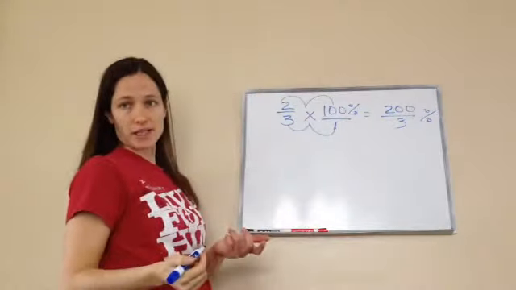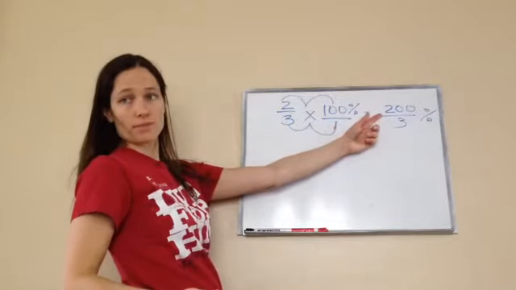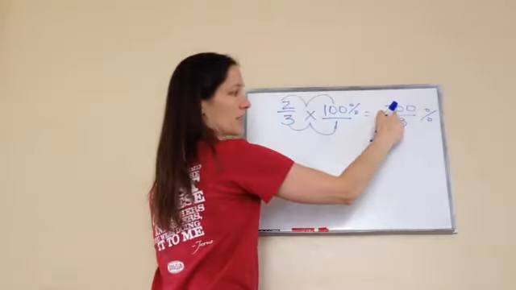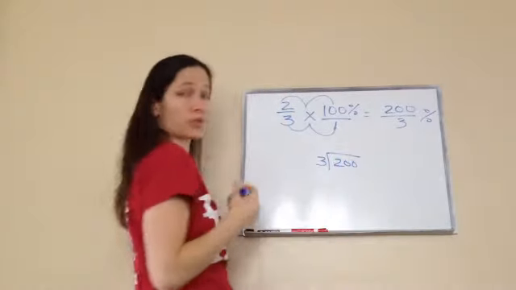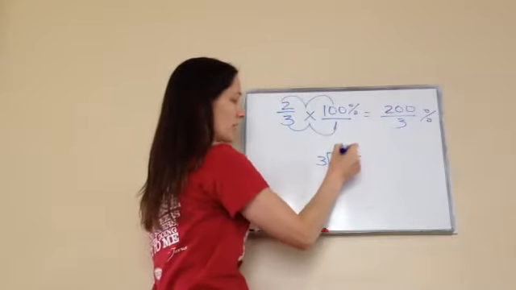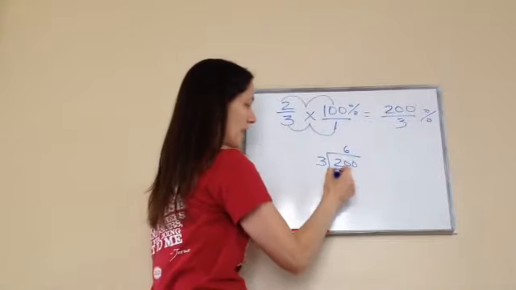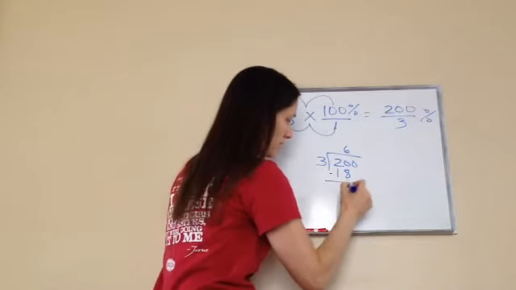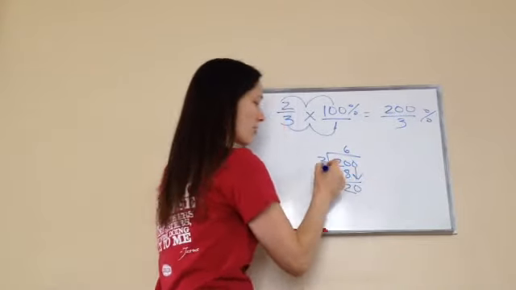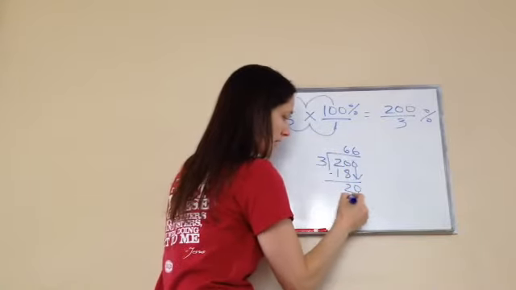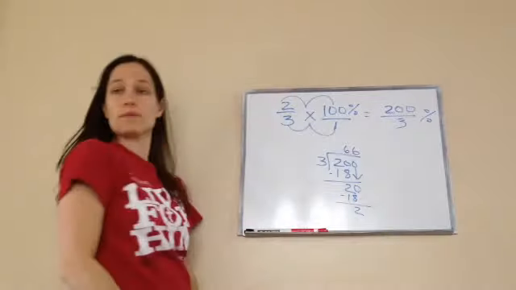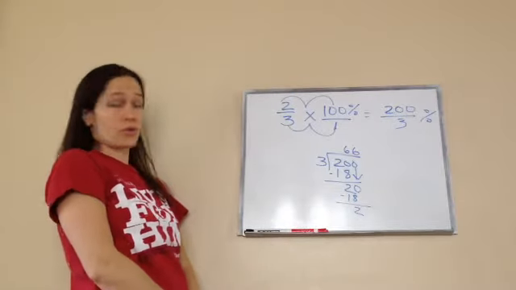But that doesn't make sense, because the bigger number's on top, right? So this says 200 over 3, which is 200 divided by 3. Let's work this out. 3 will go into 20 6 times. 6 times 3 is 18. Bring down the 0. 3 will go into 20 6 times. 6 times 3 is 18. Here's how we'd end. What do I do with this 2?